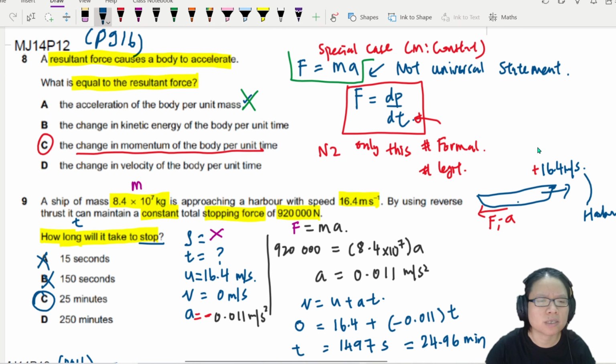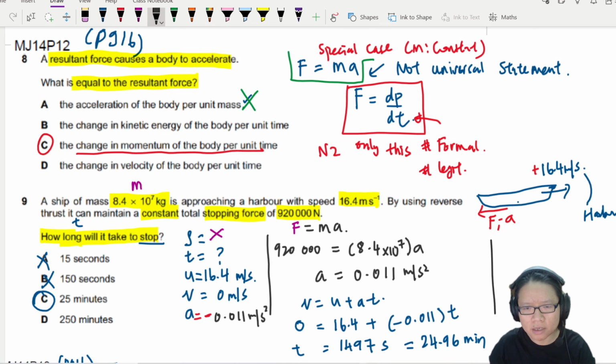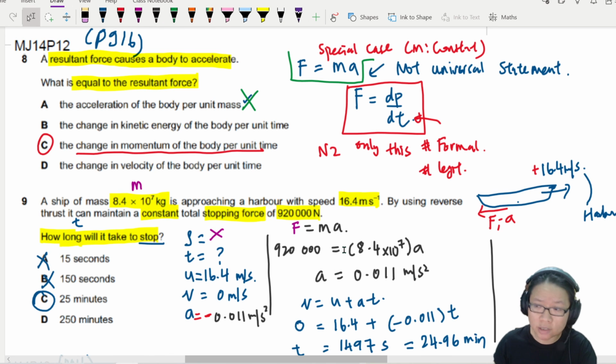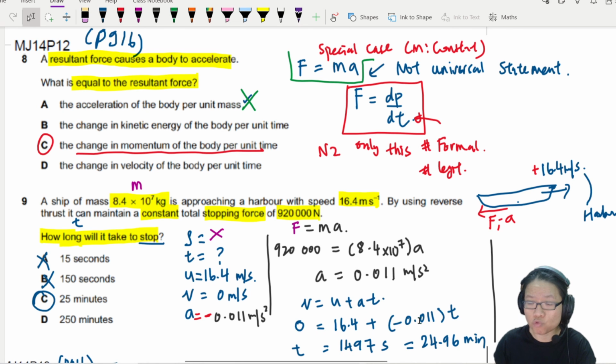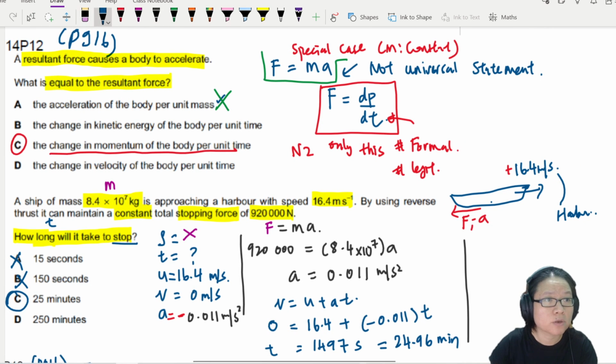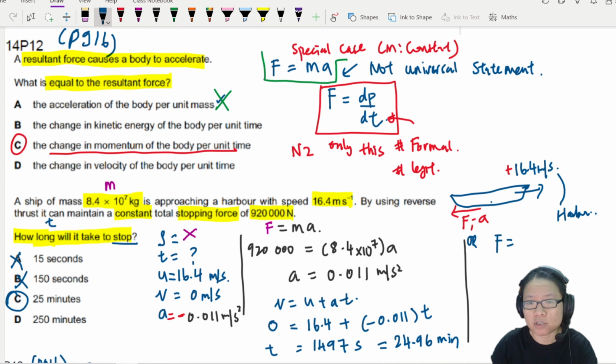So some of you might be thinking, teacher, isn't this like a Newton's second law question? Maybe, but I can use impulse to answer the question. So this is a two-step process. I find acceleration, and then I use kinematics or SUVAT to find my time. Alternatively, I could take change in momentum, or I can use F is equal to change in momentum over change in time.